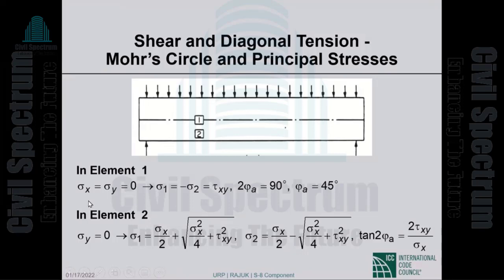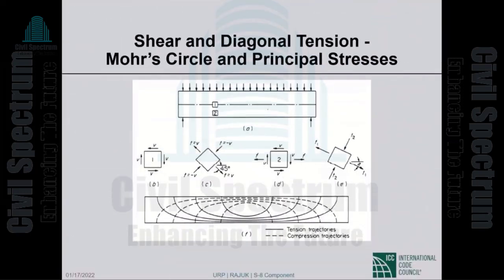We are definitely in a position to plot the sigma 1 and sigma 2 along the span of the beam. Okay, element 1, element 2, same beam. On element 1, we have only shear stresses, no bending stresses. That gives us principal stresses as shown in the picture. On those inclined faces, we have tension equal to the shear. On those inclined faces, we have compression also equal to the shear.